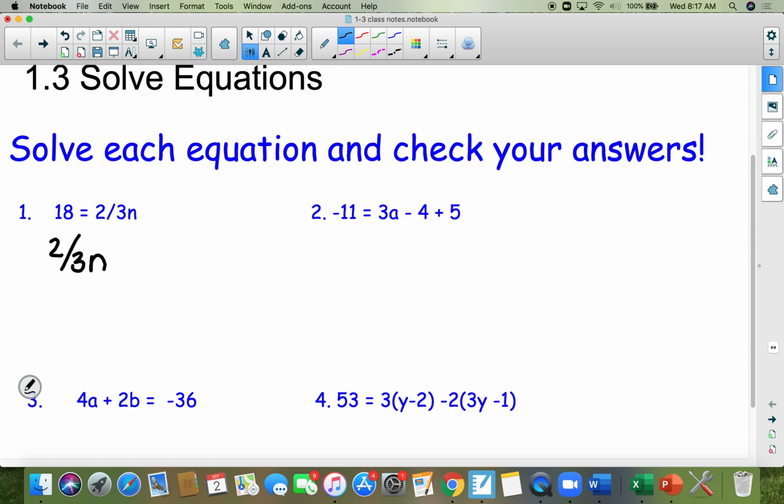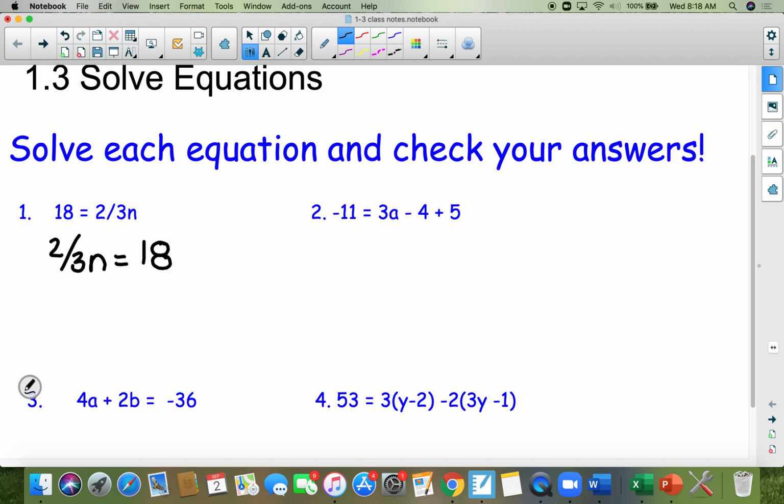So the first one, I like having the variable on the left side. You don't have to do this, but I like rewriting the problem and having the variable on the left hand side. In algebra, you can solve this two different ways. You need to get n alone. You can either divide both sides by 2/3, and then they'll cancel each other out. I don't divide by a negative 2/3.